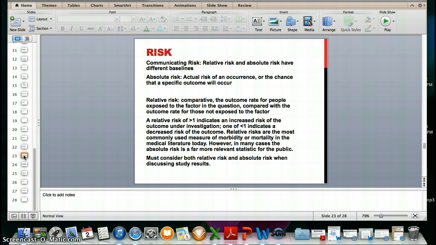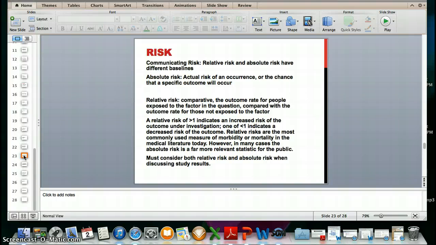Another huge section within the results section that we will look at is risk. Part of our main reason for looking at research is often to determine if the benefits of something, an intervention, a therapy, a drug, whatever the case may be, outweigh the risk. So you're going to look at risk. There, you will generally see relative risk and absolute risk. They have different baselines, and often they can lead to misunderstanding and miscommunication of research results, so it's important to understand each.